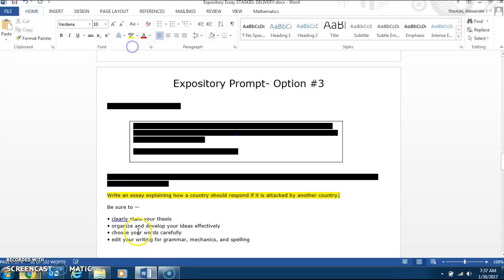Highlight it in yellow. During this essay, we're going to write an essay explaining how a country should respond if it's attacked by another country. Okay? Now, I'm not actually going to show you how to write this essay by writing it. Instead, I'm just going to show you how to organize your essay and what things need to end up in there. So it's a really fast and brief overview. If you have questions, let me know.